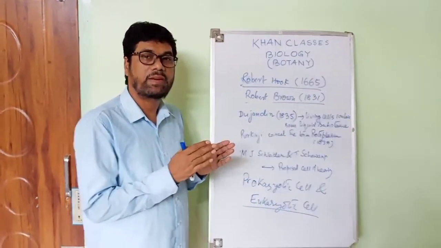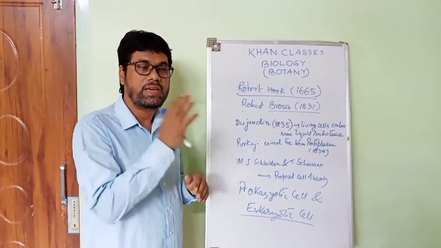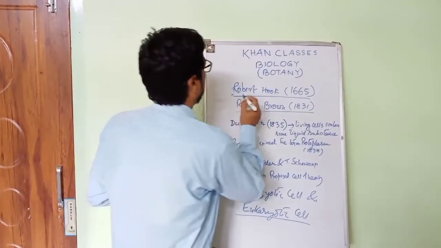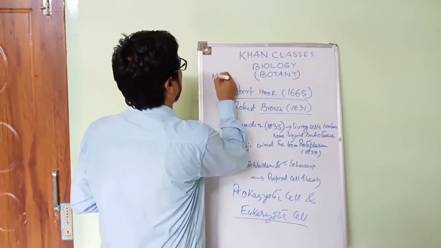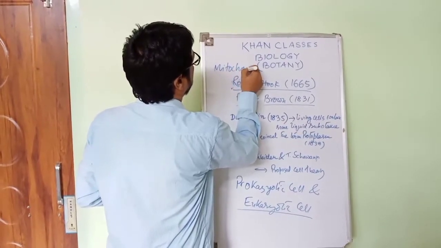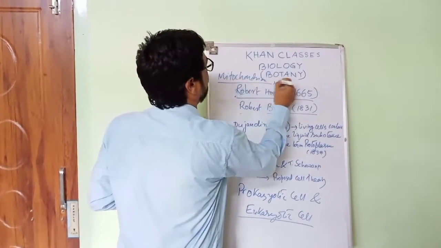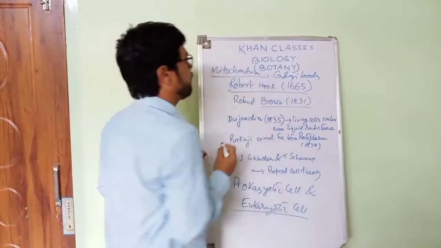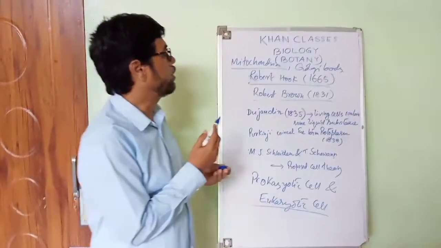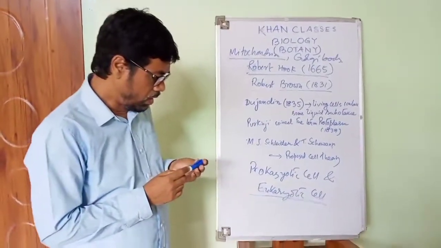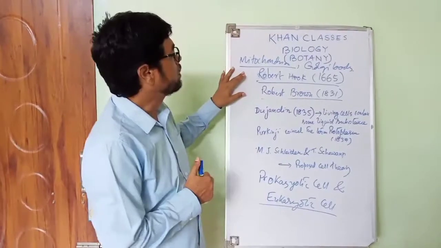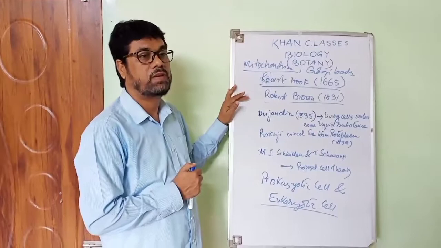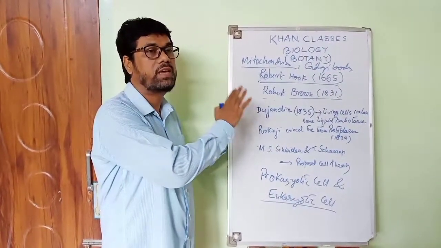The cytoplasm is again divided into two parts, ectoplasm and endoplasm. In the endoplasm, all the other components of the cell are found. The important components are mitochondria, Golgi body, endoplasmic reticulum, ribosomes, and lysosomes. All the structures of the cell are found in the endoplasm.